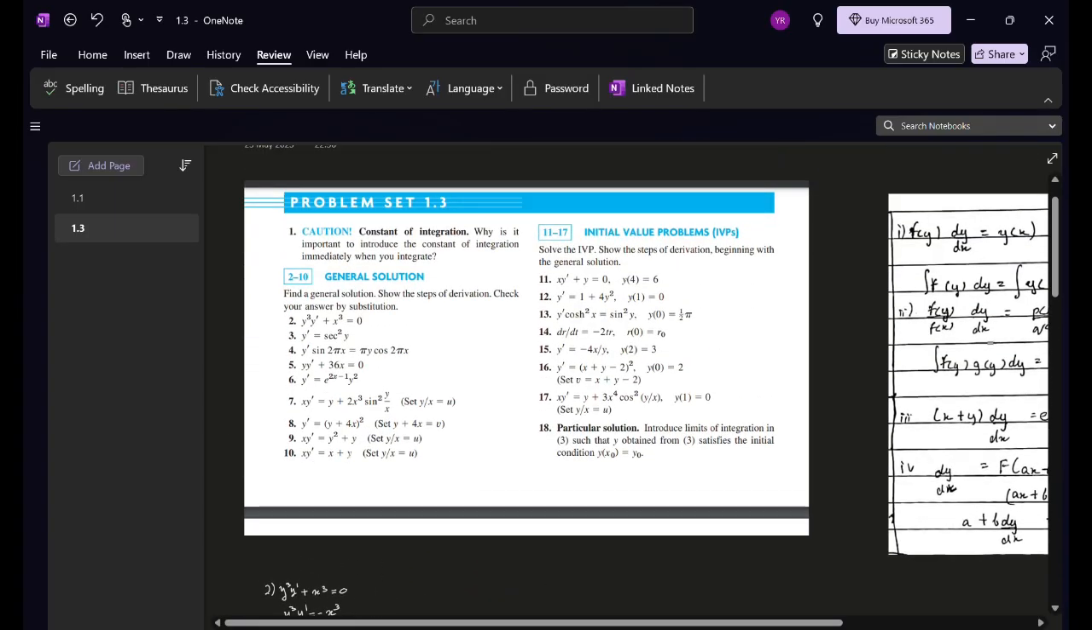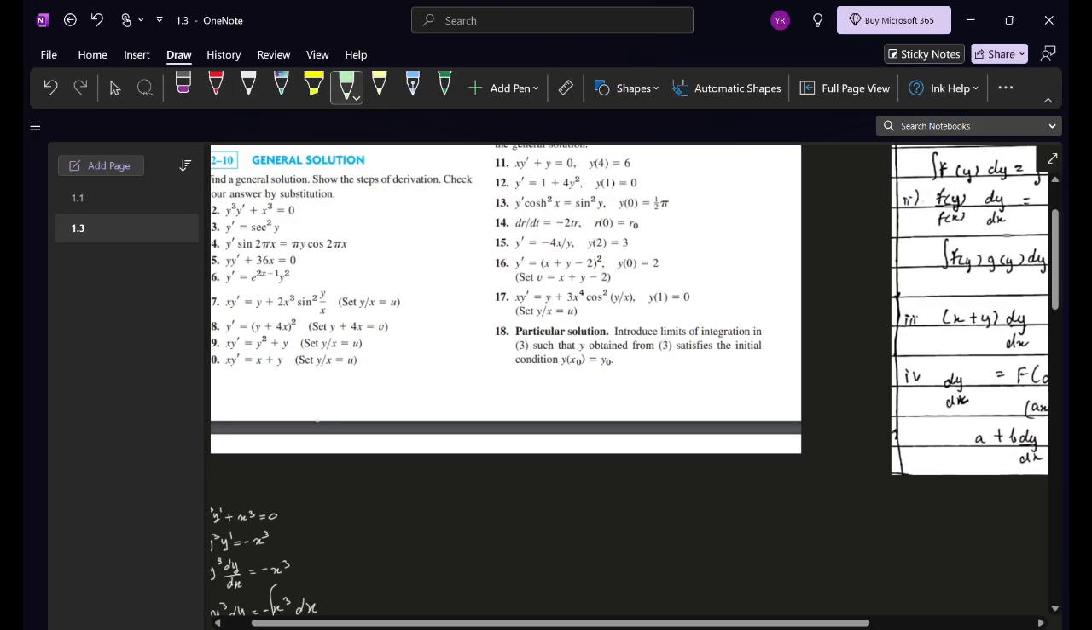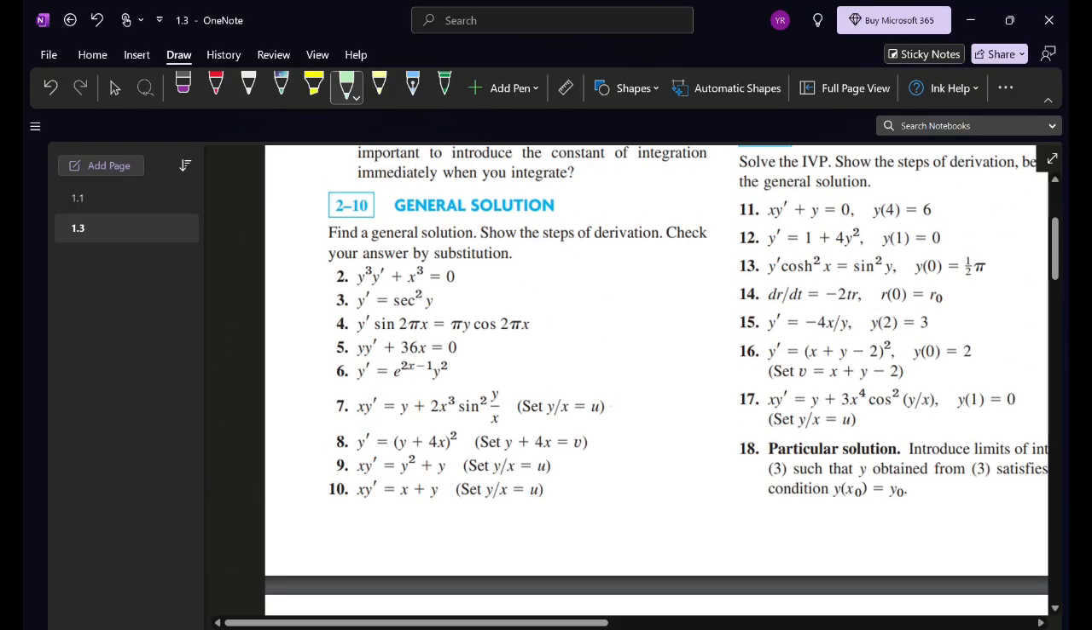The question numbers, as you can see, question number 7, 9 and 10, they are kind of similar. In the questions where you see something like this, xy dash put together, and then there being an equation which you can't really separate using variable separable, in these kind of questions we are gonna take y by x as a variable, like y by x is equal to u. In the question number 7, 9 and 10 we have done that.